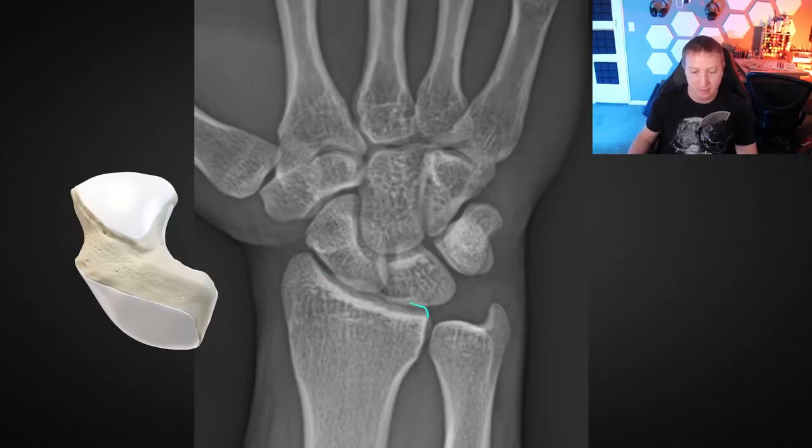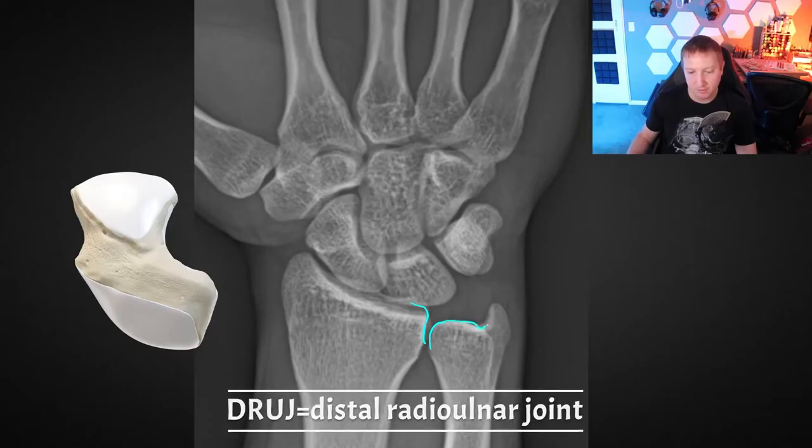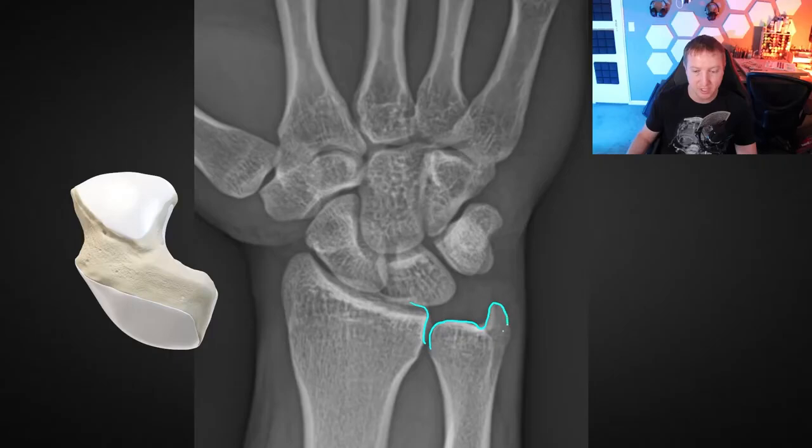And then this curls around here to the sigmoid notch of our radius, which articulates with the head of our ulna. Our ulnar head comes around here, and then oftentimes there'll be a little divot before we get to the ulnar styloid process. And in this case, we can see the groove for the extensor carpi ulnaris kind of coming up this way.